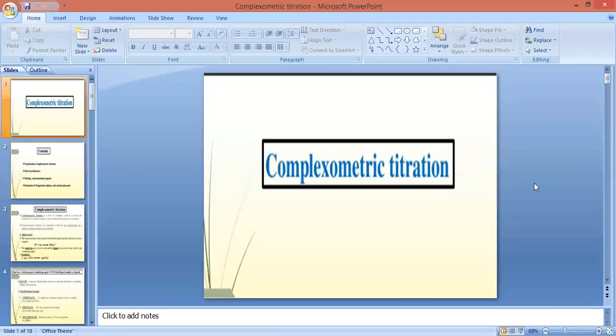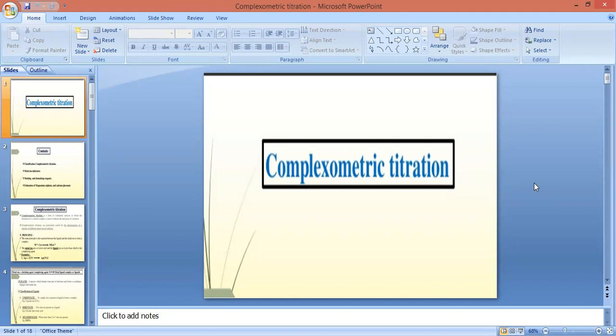Good morning, everyone. Today we are going to start off with the first type of volumetric analysis, that is complexometric titration, which comprises the third chapter of the third unit. In the last lecture only, we have gone through the basic introductory part of volumetric analysis.